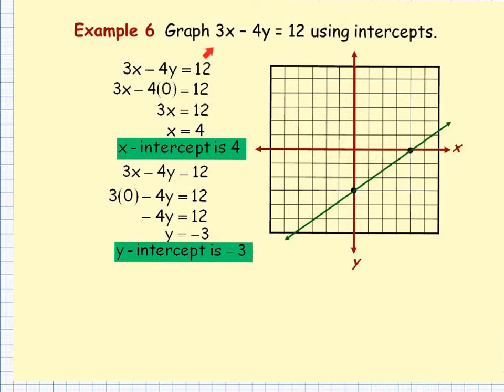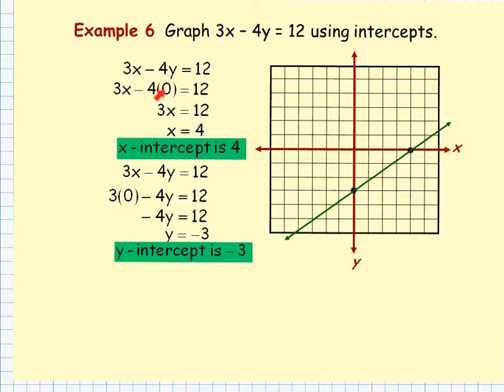Here's another which shows doing the x-intercept and the y-intercept for the same equation, but it showed both of them. So here it worked out. We had x is going to equal 4, and the y-intercept in this case is going to be negative 3.